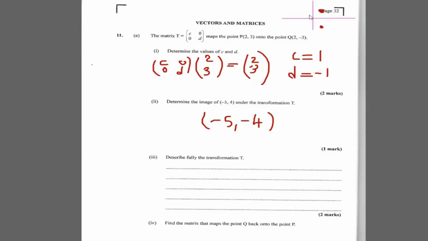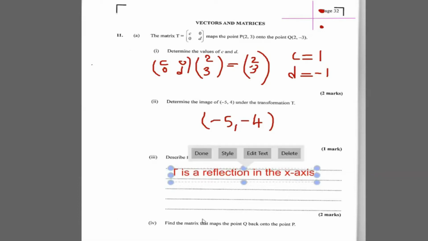This looks like a reflection in the x-axis. So the transformation T is a reflection in the x-axis. That is the transformation T. T is a reflection in the x-axis.